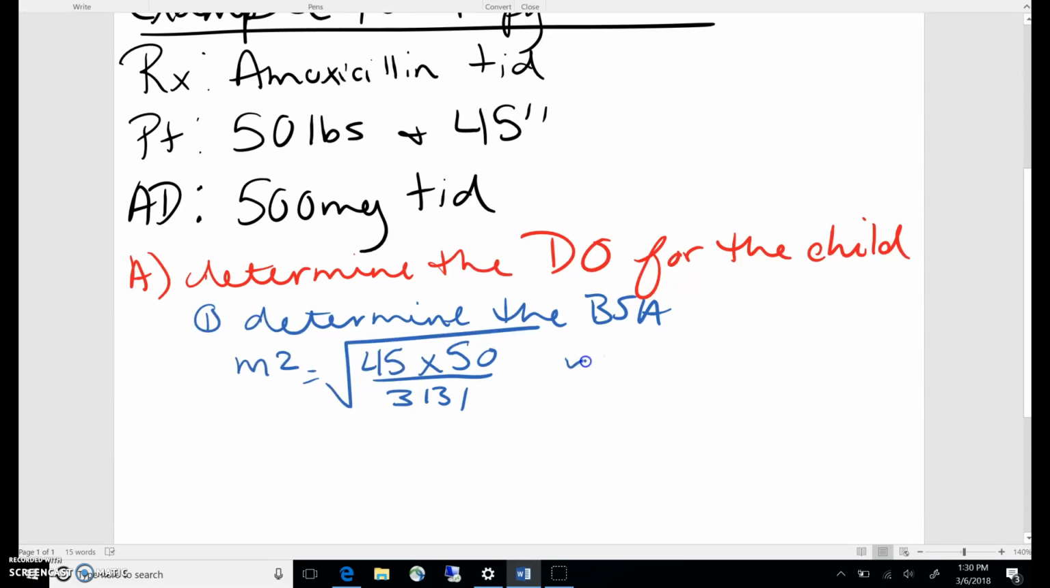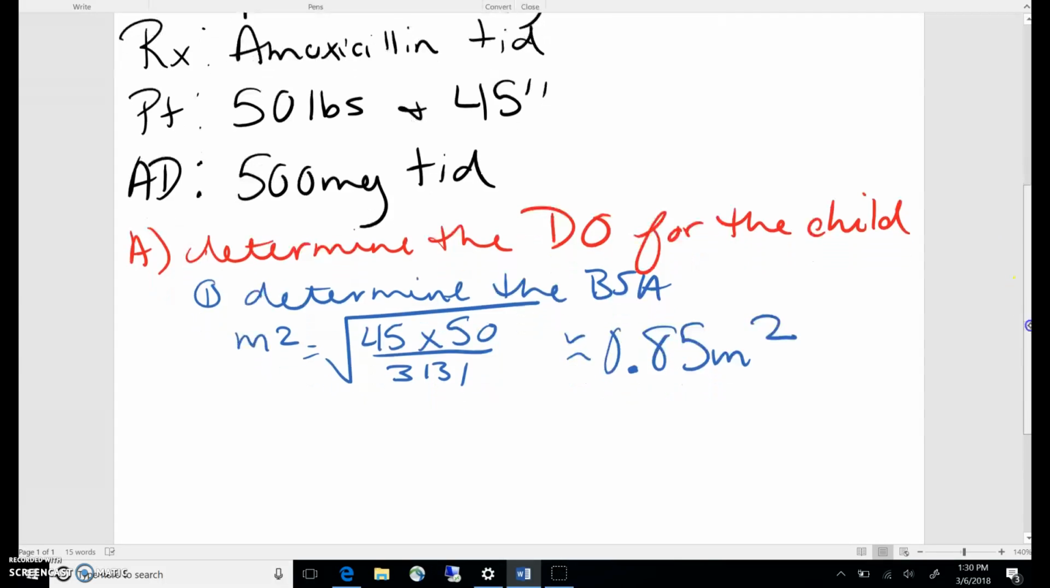All right. Now, I'm not going to show you step by step because I think I've done that so far. But what I want to do now is just give you the answer. If you take 45 times 50, that's 2,250, divided by 3131. You're going to take the square root of that entire number, and your answer should be 0.85 meters squared. Remember, you always round your body surface area off to the 100th place.